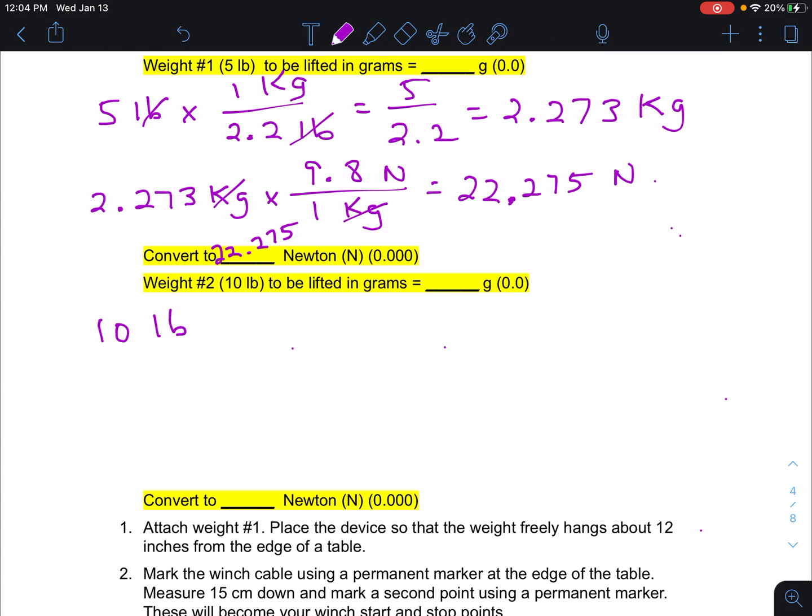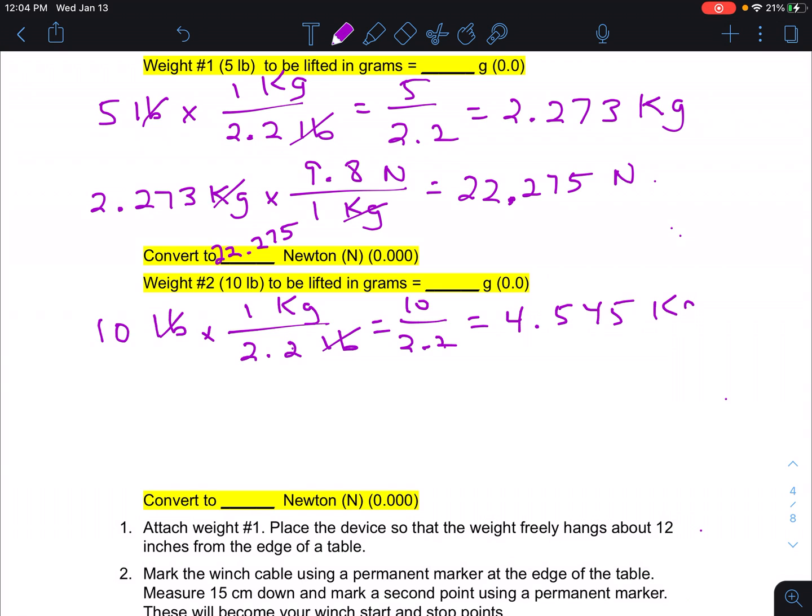In order to do that, we use our conversion factor, which is 2.2 pounds for every 1 kilogram. We'll cancel out pounds, and we get 10 times 1 is 10 divided by 2.2, which is 4.545. So you're just plugging these numbers into decimals, and that's kilograms.